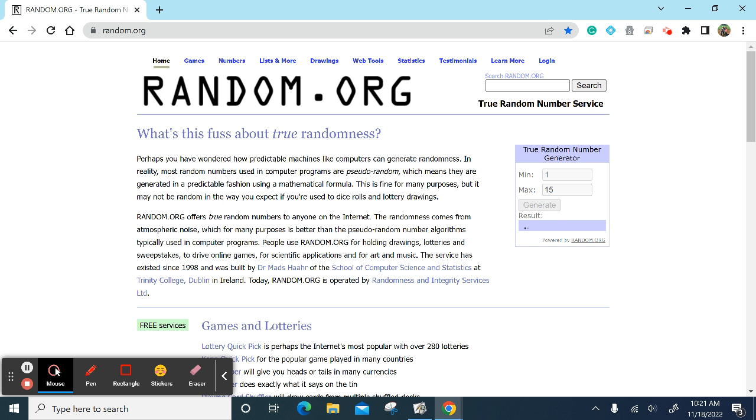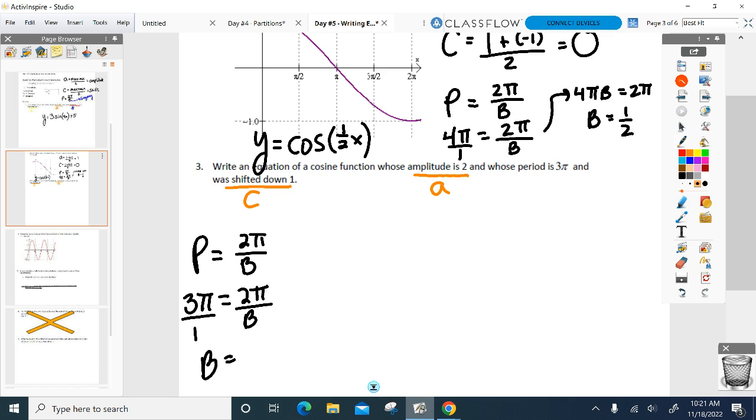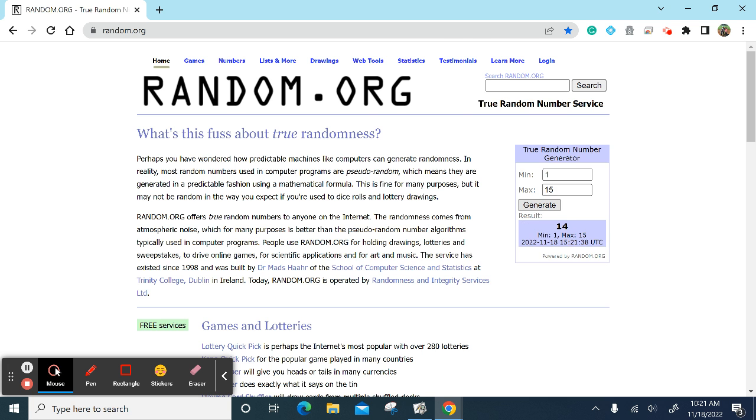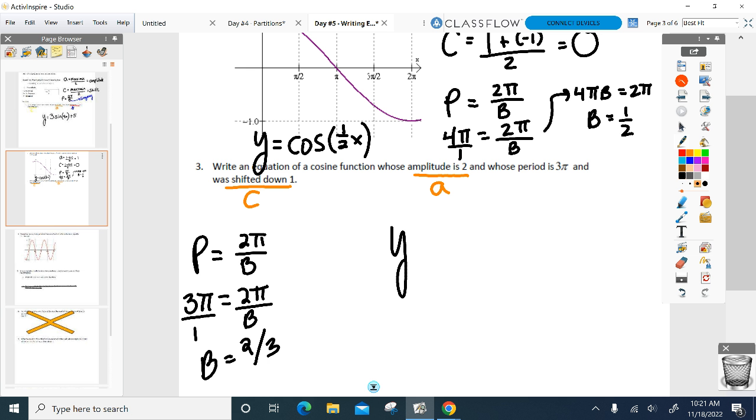B value when you're ready. Howie again. 2/3. Good job. 2/3. Now I need someone to write the equation for me. Y equals. What was the A value? Oh no, you forgot your A value. A value is 2. Go ahead.